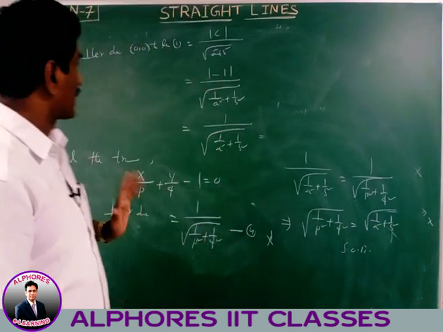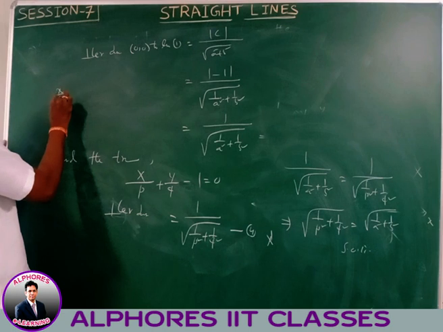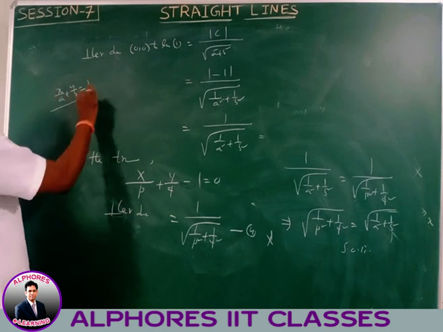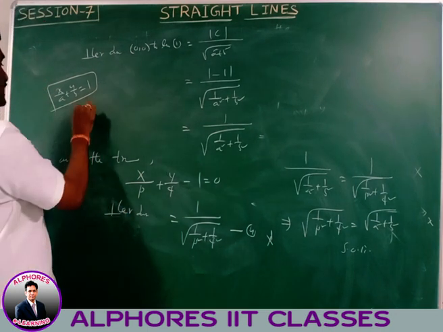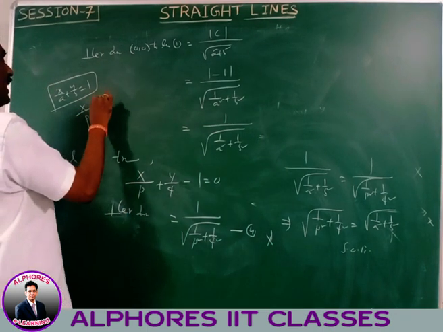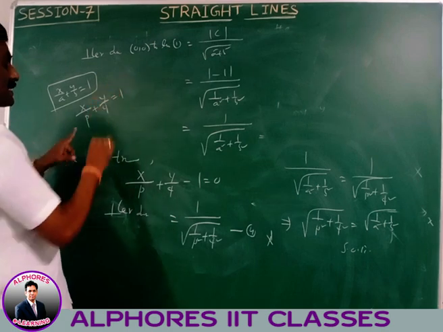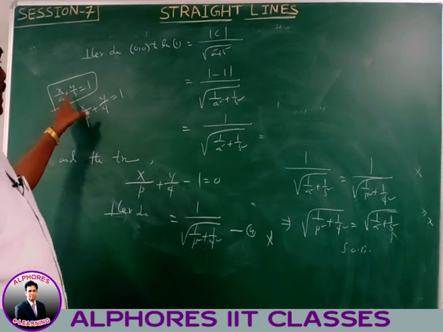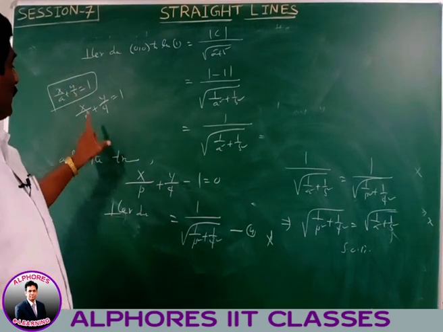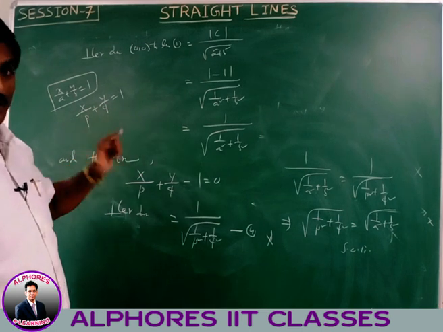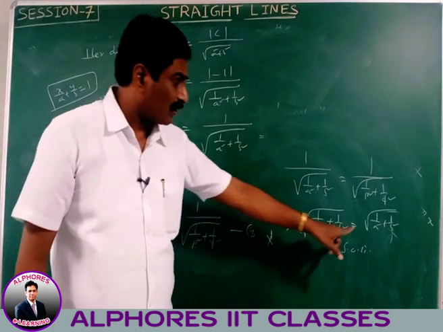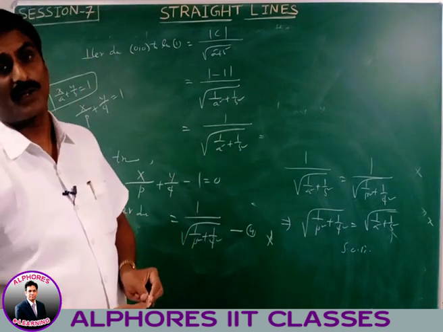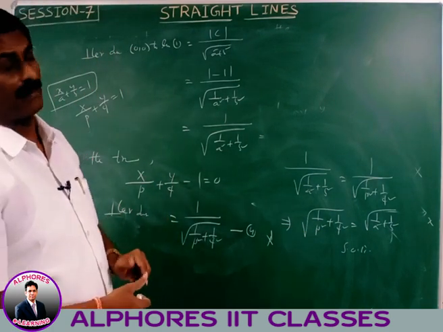Okay, please observe this value. If x by a plus y by b is equal to 1 is the equation of the line in the original system, and X by p plus Y by q is equal to 1 is the equation in the new system, that means a, b are the x and y intercepts in the original system, and p, q are the x and y intercepts in the new system. Then what is the relation between these values? 1 by a square plus 1 by b square is equal to 1 by p square plus 1 by q square. Very, very, very important. Okay, please note this value.